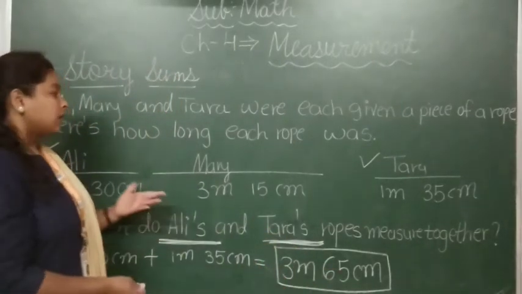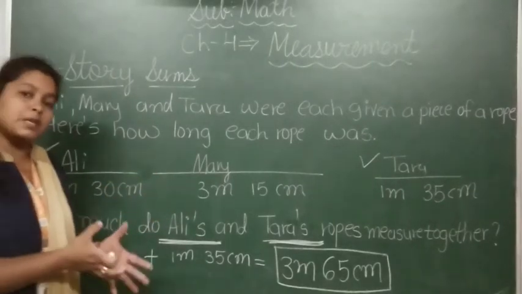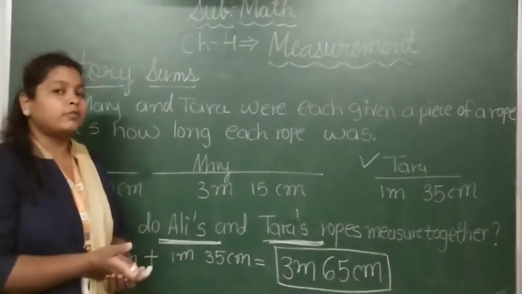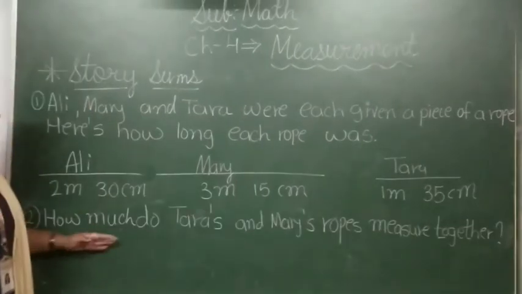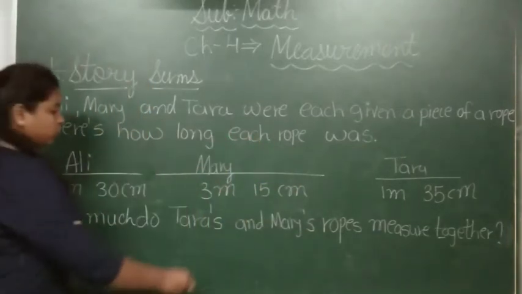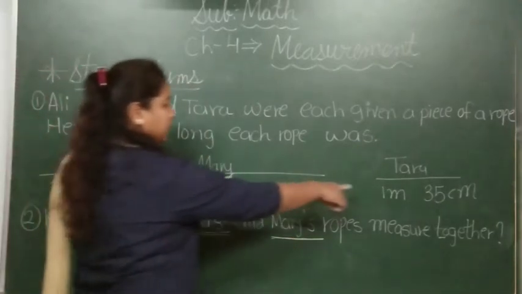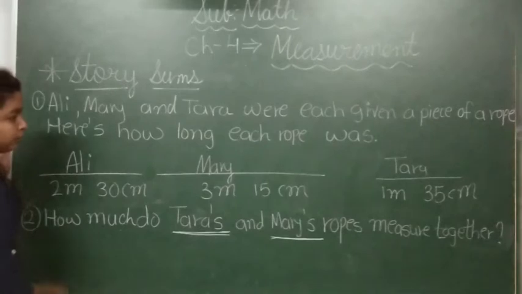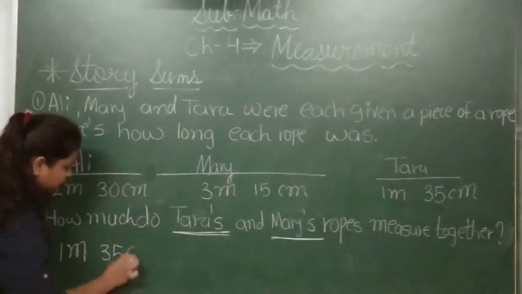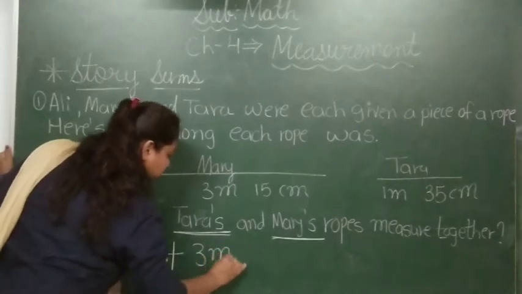Logically you have to count कि हमने कैसे बोला था Ali and Tara. So both the lengths we have to count. That means कि total measurement बोले तो आपको वहाँ पे add करना है. And addition, about addition you are right. So our second question is, how much do Tara's and Mary's rocks measure together? Now which two children's names are there? Tara's and Mary's. So Mary is here and Tara is here. So what you have to do? First you have to write Tara's measurement, that is 1 meter and 35 centimeter plus 3 meter and 15 centimeter.